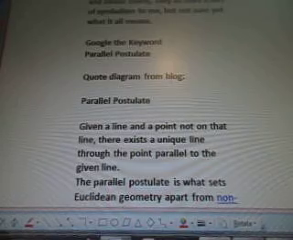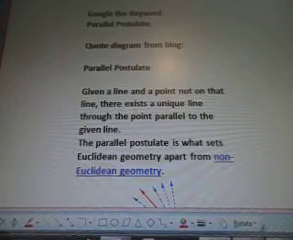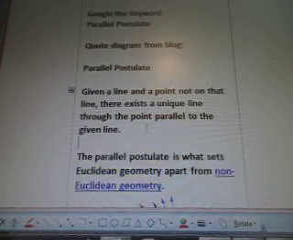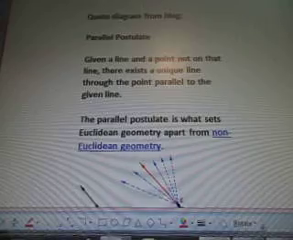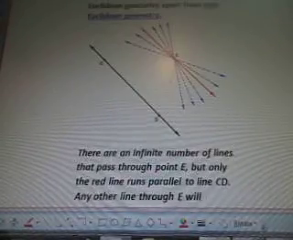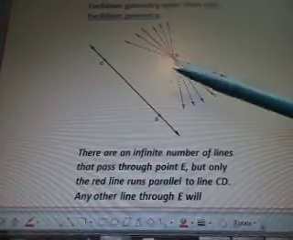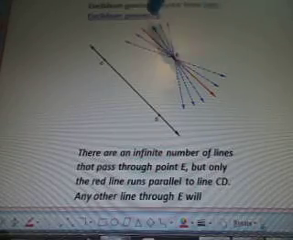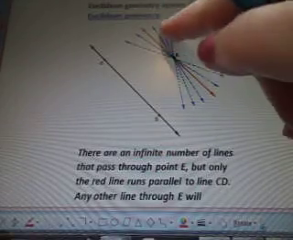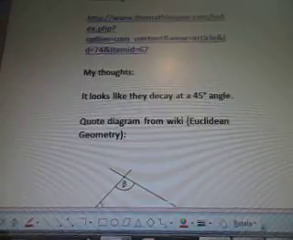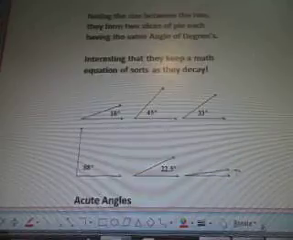Parallel postulate. Given a line and a point not on that line, there exists a unique line through the point parallel to the given line. The parallel postulate is what sets Euclidean geometry apart from non-Euclidean geometry. So take a look at this. When you look at this diagram, think of diffraction. Because when you diffract your light, you want it to go off at all these different angles, right? Now these angles wouldn't be 45 degrees. They look like 7-degree angles, actually. They're 7-degree angles.